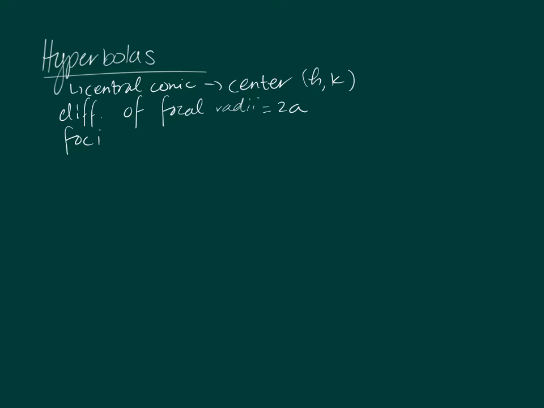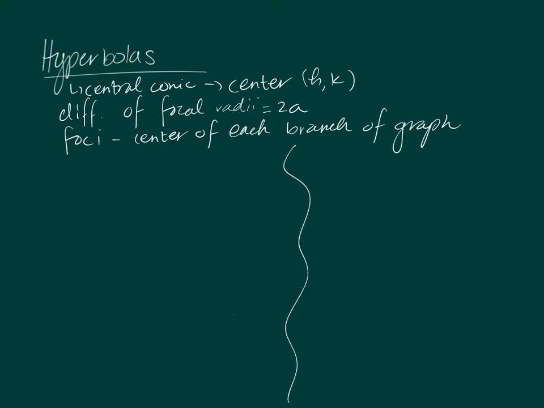Just like an ellipse does and similar to a parabola, except these foci are like the parabola ones, so center of each branch of the graph. Okay, so if your foci are on a horizontal axis, that means that your branches should be horizontal. And if you have foci on the vertical axis across from each other, then the branches should be vertical. And then, like ellipses, they have two separate possibilities for equations. They have a vertical major axis and a horizontal major axis.